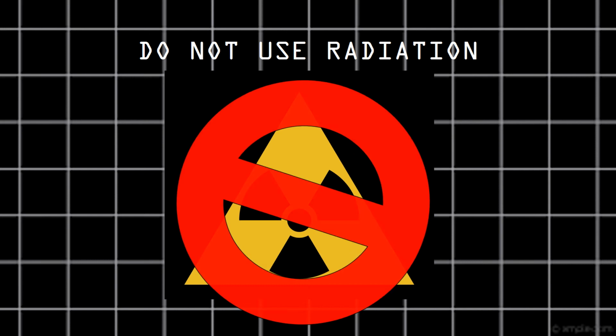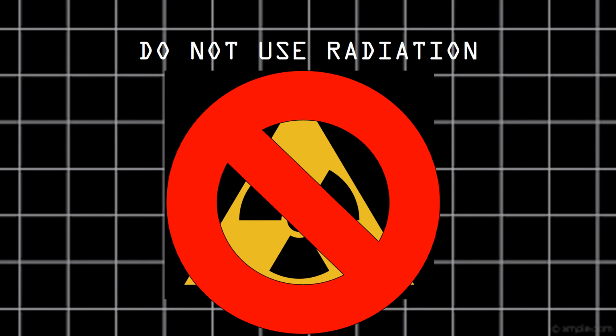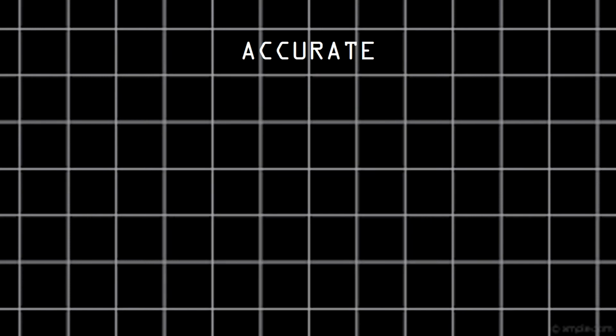MRIs also don't utilize radiation, which removes the risk of cell destruction and the possible development of cancer, unlike X-rays which use ionizing radioactive waves. This is especially helpful for patients undergoing scans for cancer, as the risk of worsening or spreading the cancer is mitigated. MRIs are also one of the clearest and most accurate methods of medical imaging.